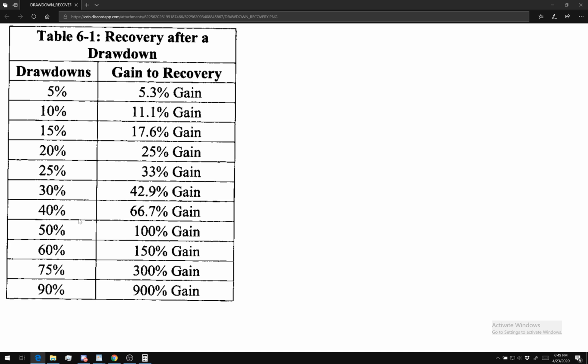And when you get to the 30, 40, 50% range, things start getting really out of proportion. You now have to gain 100% to get back to even. You now have to gain 150%. You have to gain 300%. You have to gain 900%. So what this shows is the value of protecting your initial starting capital.